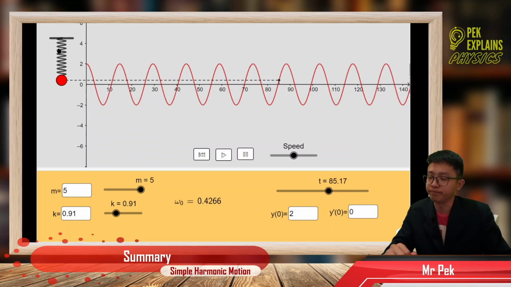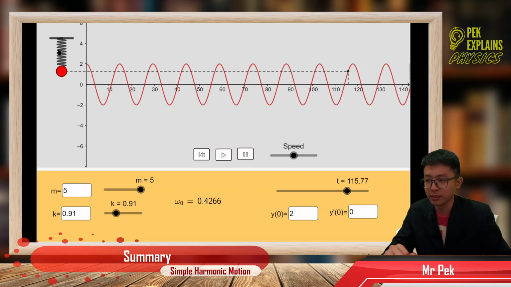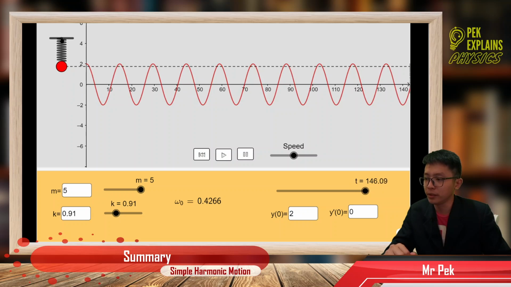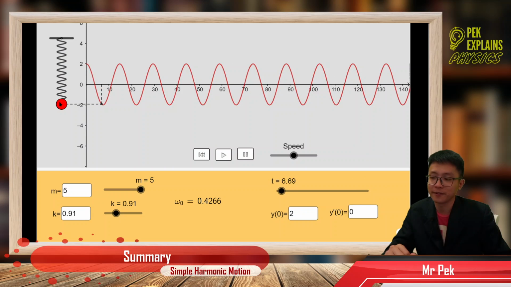But the elastic potential energy is the maximum at the amplitude, because at the top there is maximum compression and at the bottom it is maximum extension. Okay.